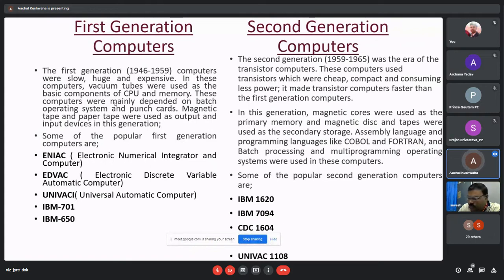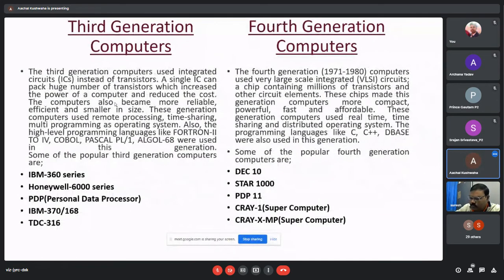Some of the popular second generation computers were IBM 1620, IBM 7094, CDC 1604, and the third generation of computers started, which used ICs. A single IC, an integrated circuit, was a pack of a huge number of transistors, which made the computers smaller, reliable, and they consumed less power.